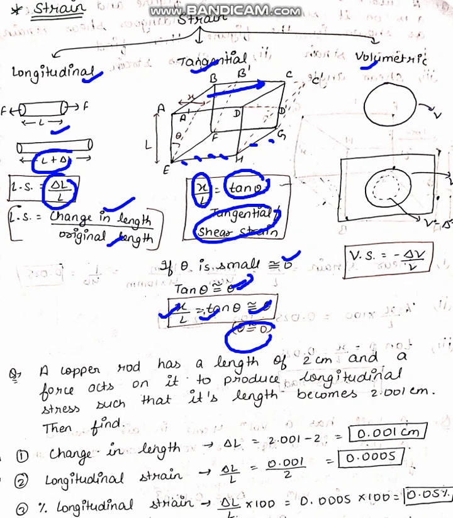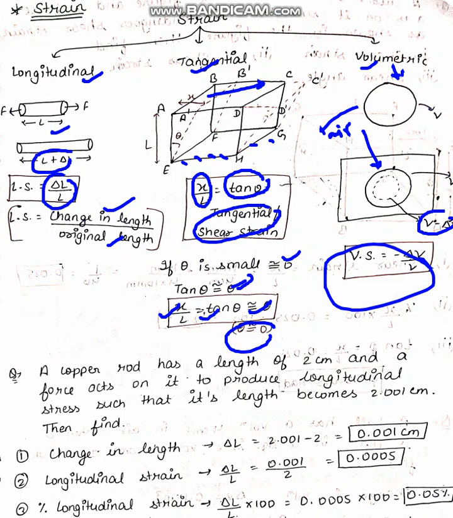Similarly for volumetric strain, suppose this is a volume V in air, and when you put it in some liquid, the volume becomes V minus delta V. So volumetric strain is minus delta V by V.